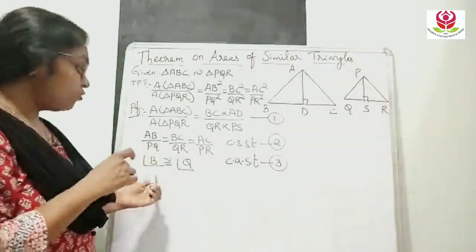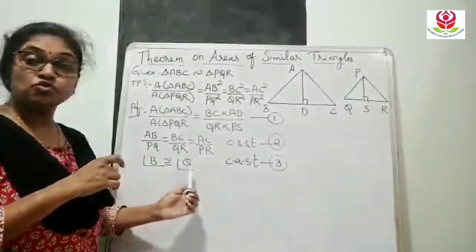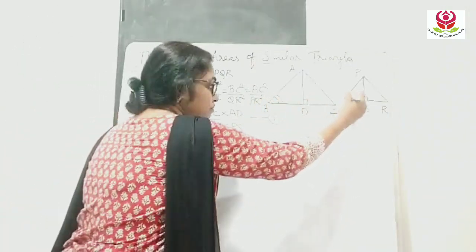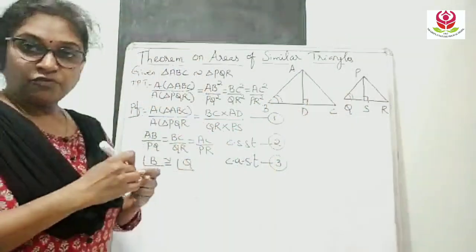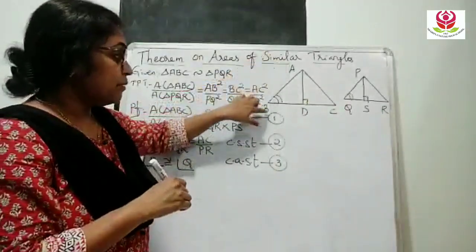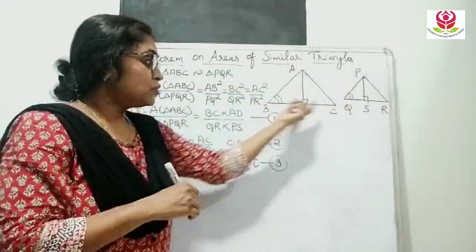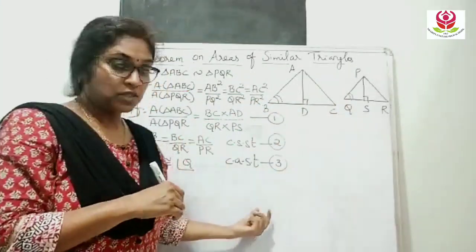So right now what we got is that angle B is congruent to angle Q. If I just mark that in the figure, now look at the figure carefully. Look at triangle ABD and triangle PQS. Angle B is congruent to angle Q, which you got just now.